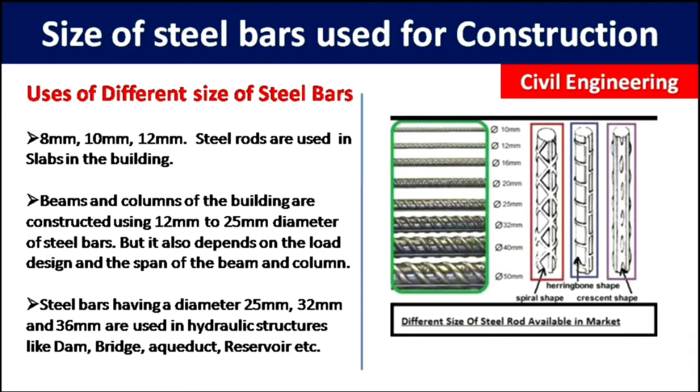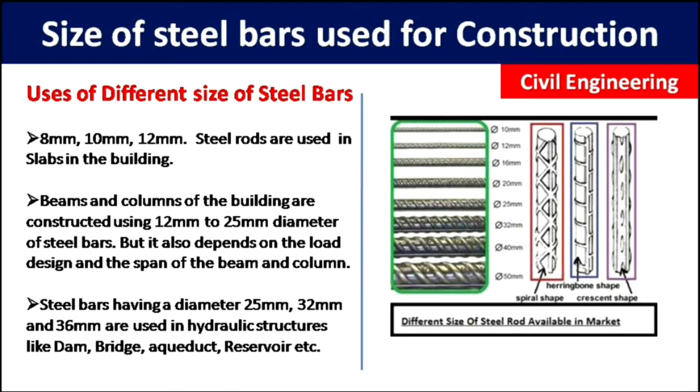The next point is that beams and columns of buildings are constructed using 12 mm to 25 mm diameter steel bars, but it also depends on the load, design and span of the beam and column. We have to remember that it also depends on the design and span between the beams and columns.